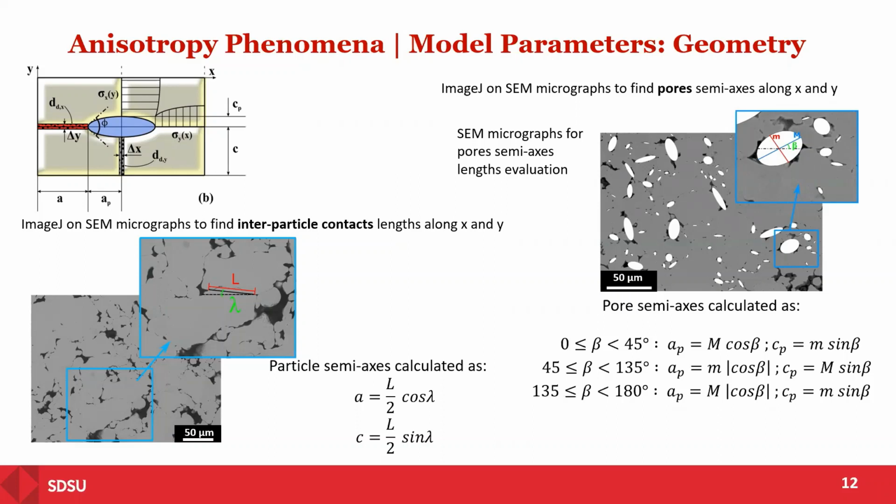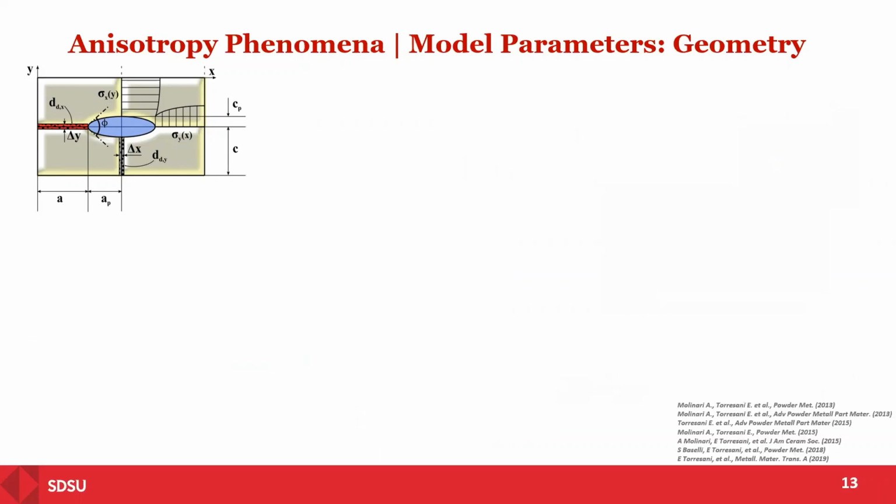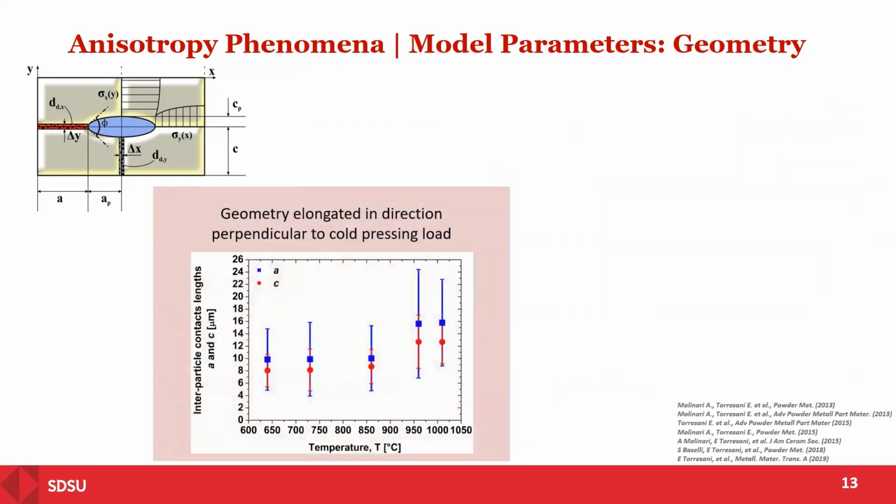Similarly with the pores, we simplify the shape. They are not elliptical, but we create ellipses that are inscribed in the pores, and we measure the two radii. Also in this case, we consider how these radii can be correlated with a radius that is horizontal or vertical, using just a trigonometric relationship, to have an estimation. From that, we obtain the average values for the interparticle lengths, these A and C, for the different cases at different temperatures, and we see the evolution.